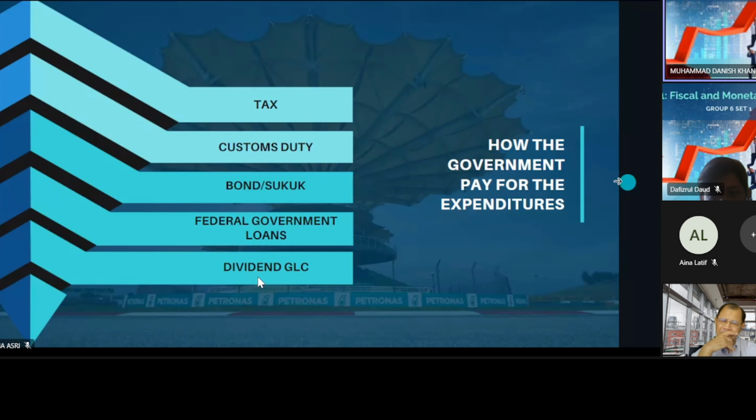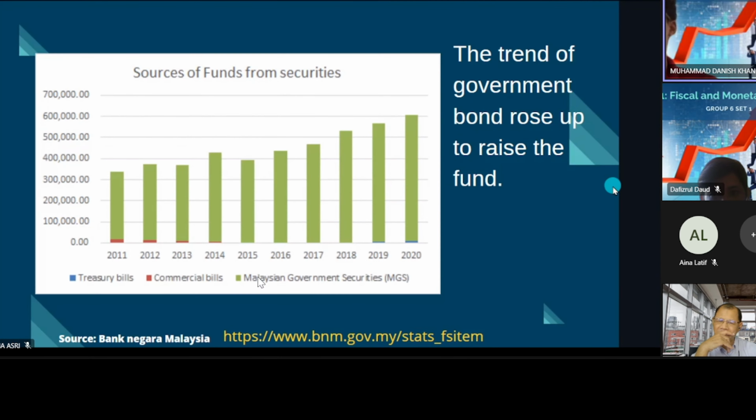For this part I just want to touch on the source of funds from securities. You can see in the graph, from Bank Negara Malaysia, that through the government MGS, Malaysian Government Securities, which we call bonds, from 2011 to 2019 the trend of the graph rose up because in 2019 the COVID-19 crisis happened.